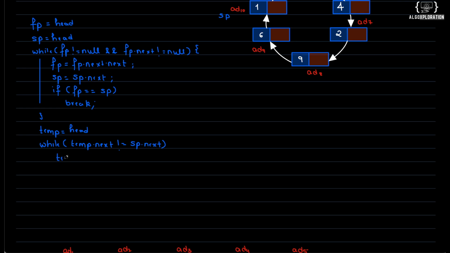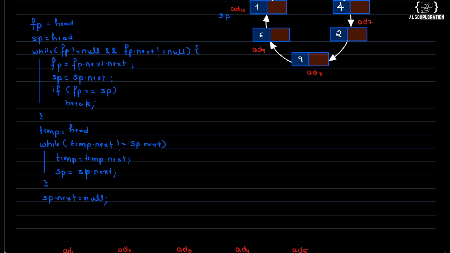So temp is equal to temp dot next, and slow pointer is equal to slow pointer dot next. If we find that temp dot next is equal to slow pointer dot next, then we need to terminate this loop. After terminating, we just need to do one little thing, that is, slow pointer dot next is equal to null. That means we have broken the link.